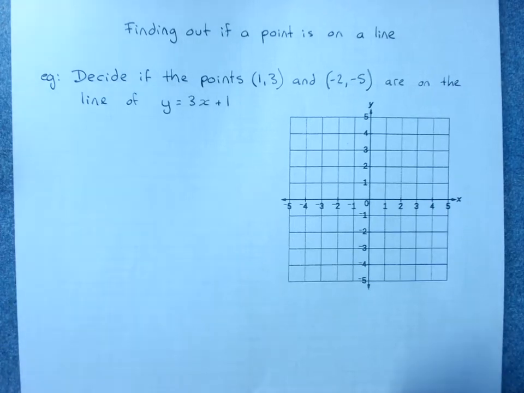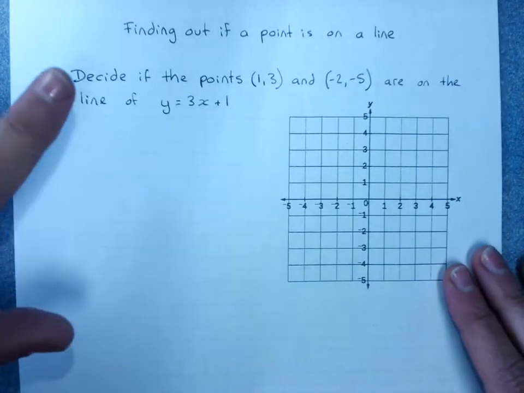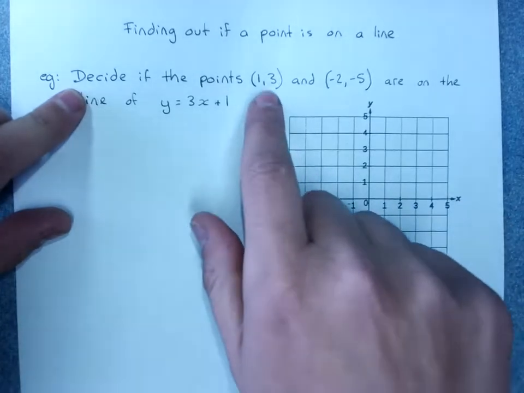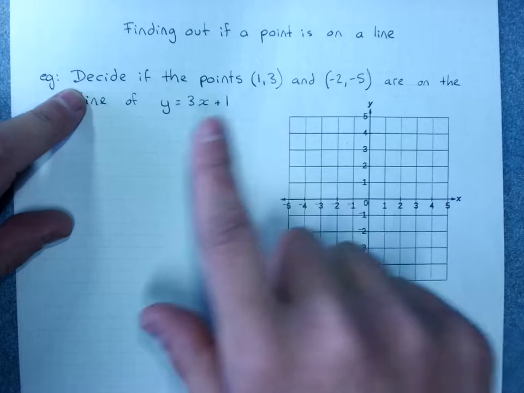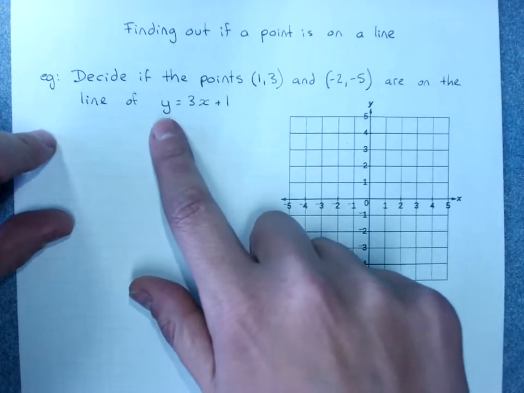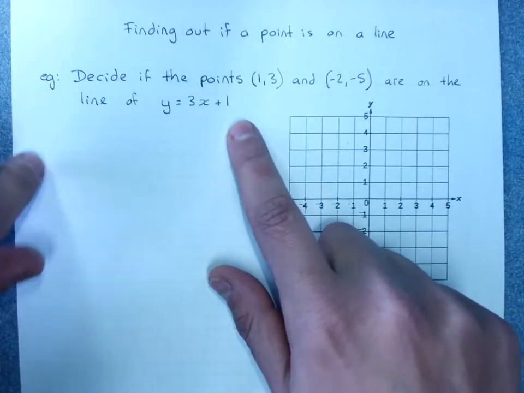Finding out if a point is on a line. So our example here is: decide if the points (1, 3) and (-2, -5) are on the line of the graph of y equals 3x plus 1.